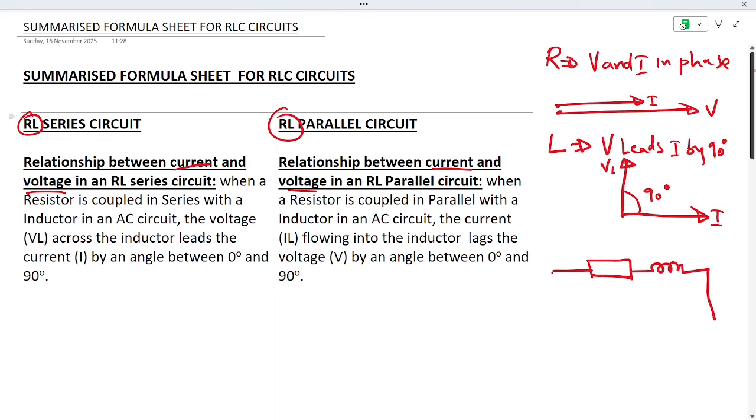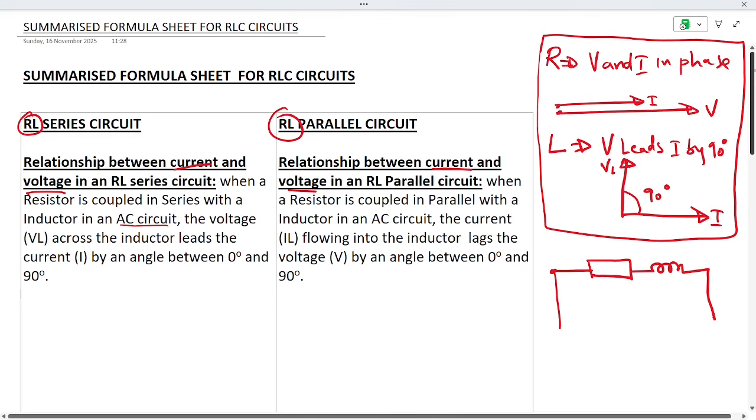you won't even need to read this whole theory, because the theory that we have here is: when a resistor is coupled in series with an inductor in an AC circuit, the voltage across the inductor, VL, leads the current by an angle between 0 and 90 degrees. You won't even have to memorize this whole statement if you have your basic theory here. This basic theory that we have done for an inductive and a capacitive circuit is going to help you draw the phasor diagram.